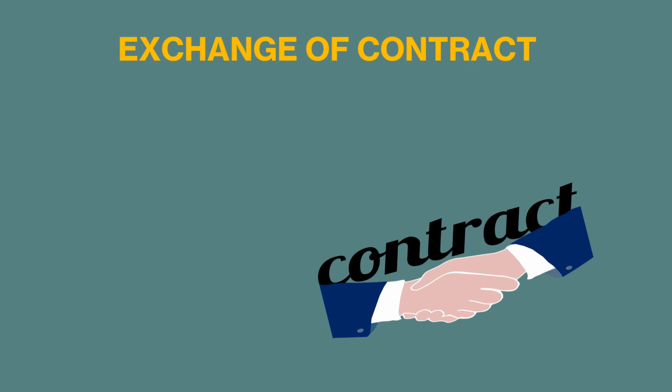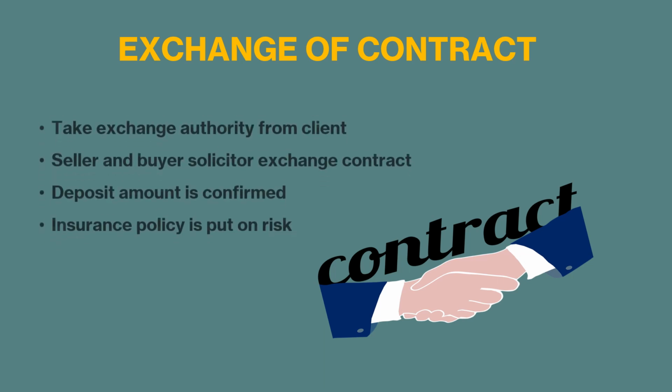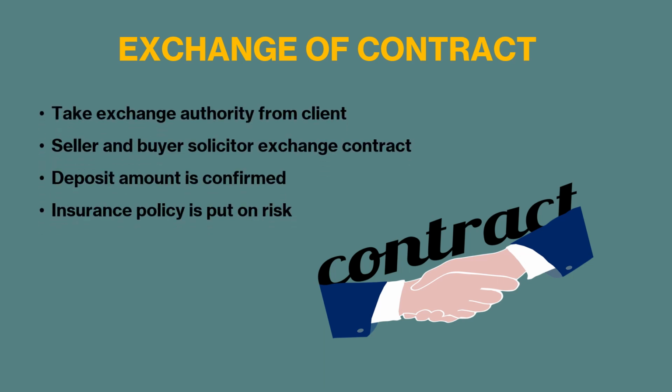The second stage, all parties are ready to make the transaction legally binding. Upon the seller deducing title successfully, and the buyer's lawyer investigating and all necessary inquiries having been raised and completed, it's time now to exchange contract. The seller's lawyer and the buyer's lawyer will both take exchange authority from their clients. They would confirm the deposit amount, and the seller's lawyer and the buyer's solicitor would exchange contract. The sellers and the buyers would make sure that their insurance policy is put on risk.